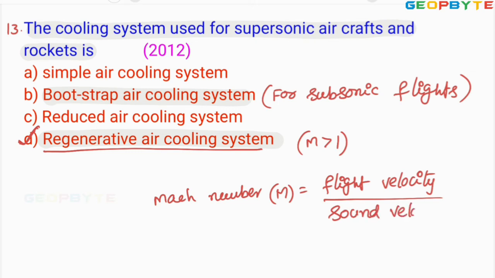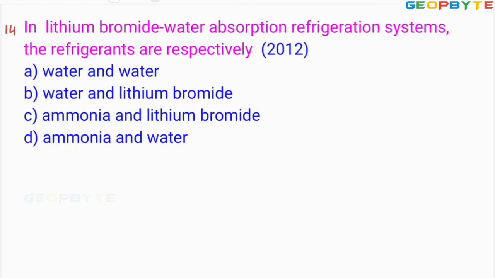Anyhow, for the supersonic aircrafts and rocket motors, Mach number is always greater than 1. For that kind of system, for cooling, we are using the regenerative type air cooling system. Let us go for the next problem. Look at the 14th problem.